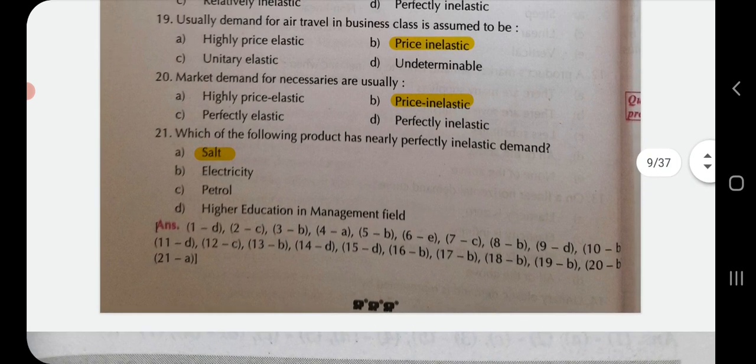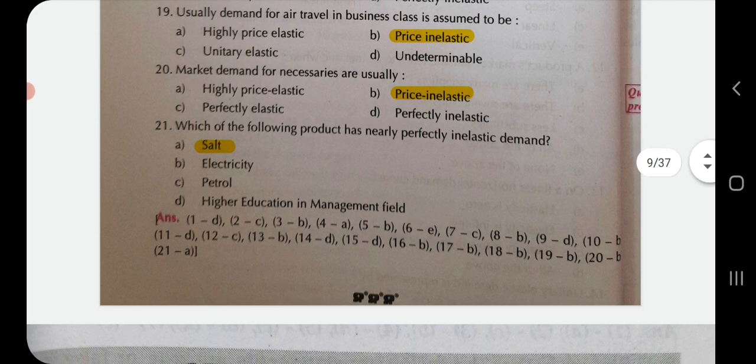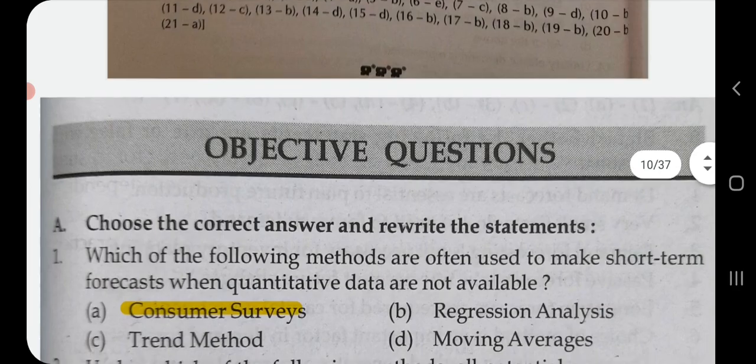21st question, which of the following products has nearly perfectly inelastic demand, and the answer is salt. It means that a change in the price of salt will never affect the demand, the demand will remain the same. If the price of salt decreases, the people will not buy more salt, like that.